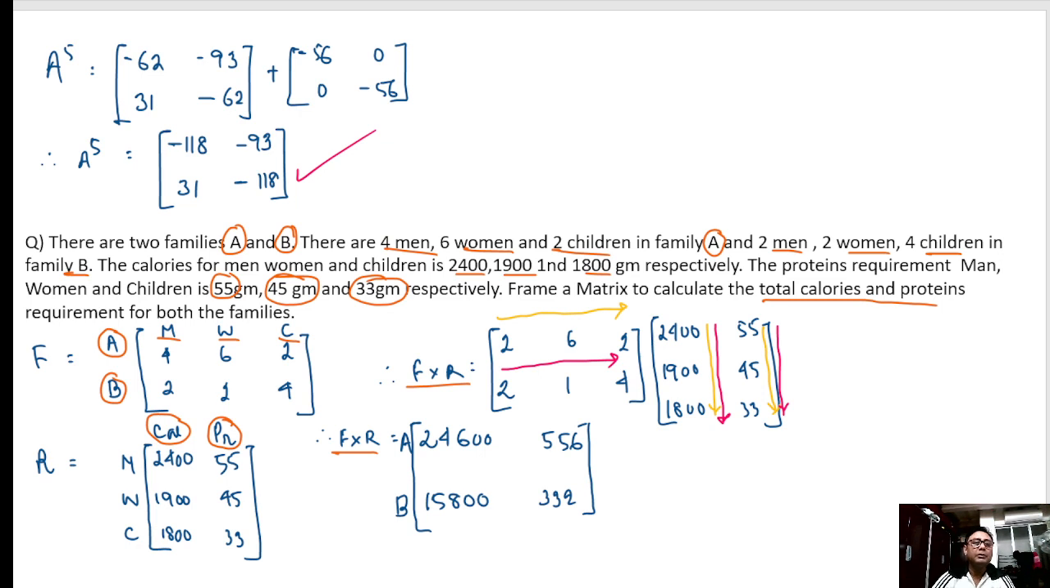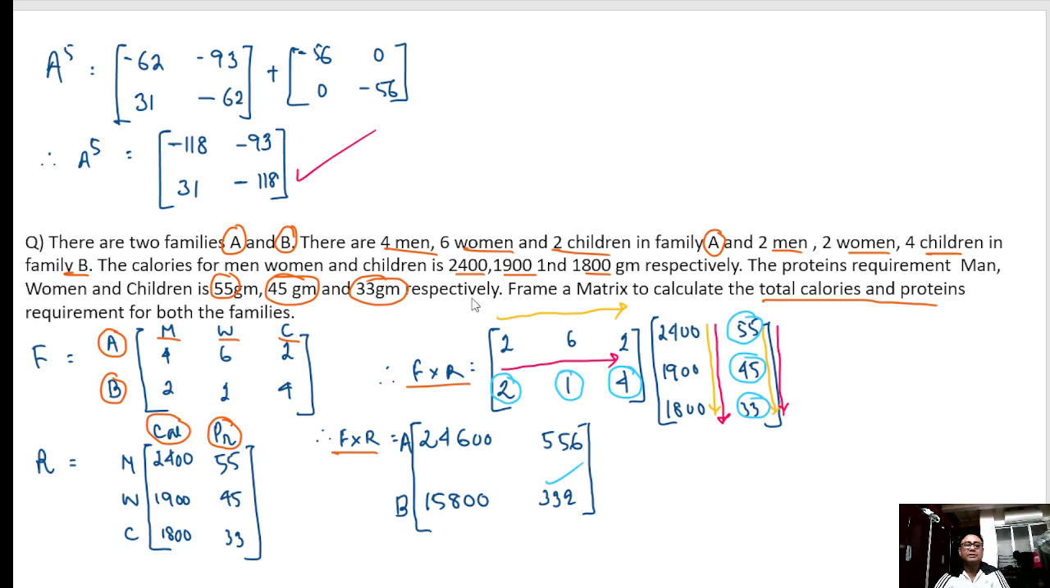Okay, and now what we will do? We will do 2 into 2400 plus 1 into 1900 plus 4 into 1800, and we will get this. Similarly, now we will do 2 into 55 plus 1 into 45 plus 4 into 33, and we will get this.